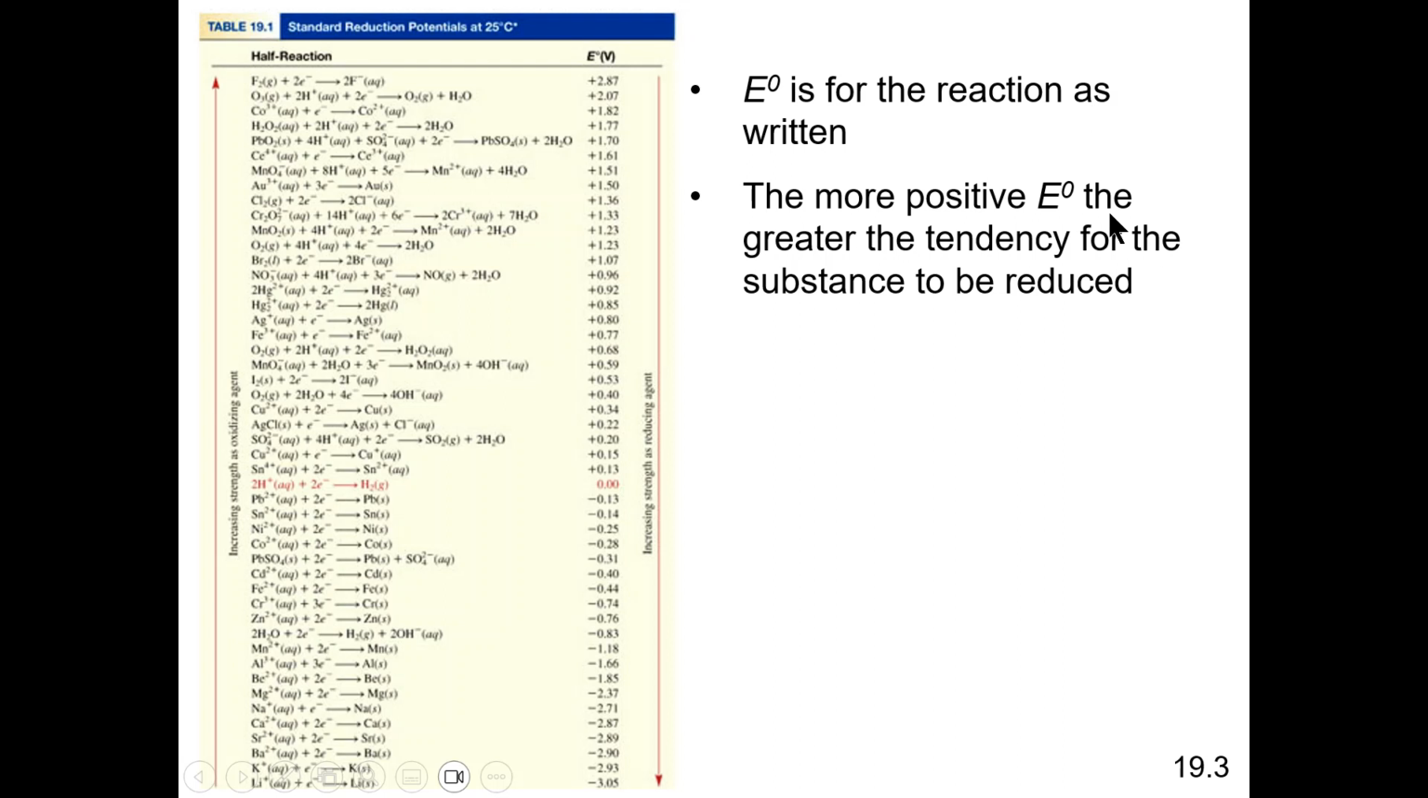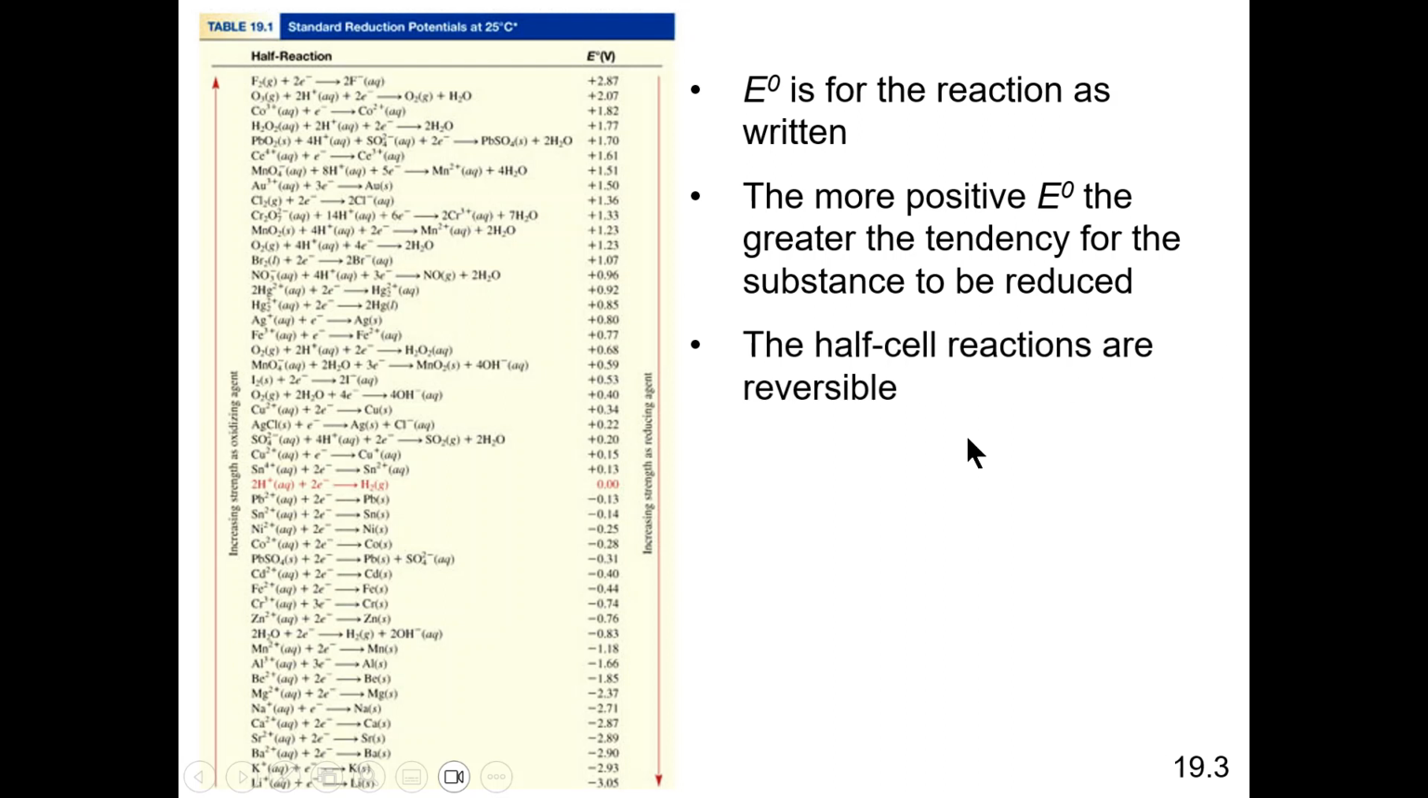The more positive the standard reduction potential, the greater the tendency for the substance to be reduced. So for example, the highest value here is where the standard reduction potential is 2.87. That's for this reaction here. So basically, there's a high probability compared to the standard hydrogen electrode that the fluorine here will gain 2 electrons to form the fluoride ion, for example.